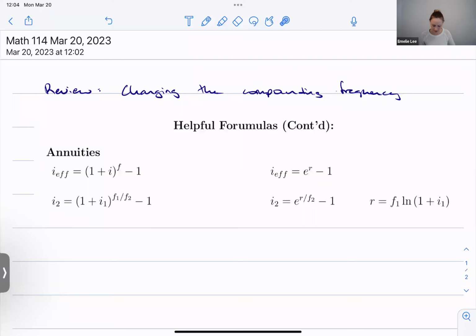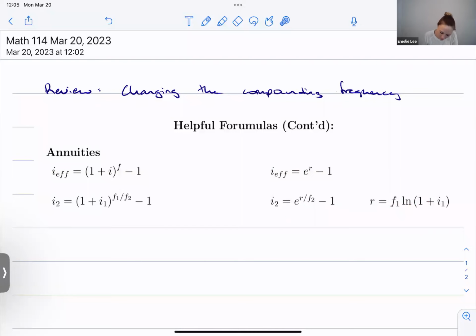So for continuous compounding, if you're trying to find I2 and you're going from continuous to some compounding frequency, then you use this one. Whereas if you're going from some compounding frequency to a continuously compounded rate, then you use this one. These are all special cases from last day that we went through and talked about.